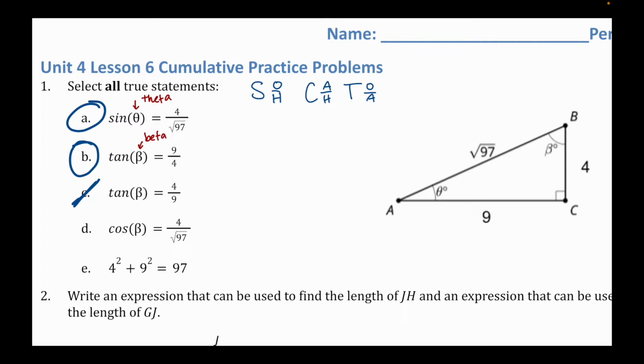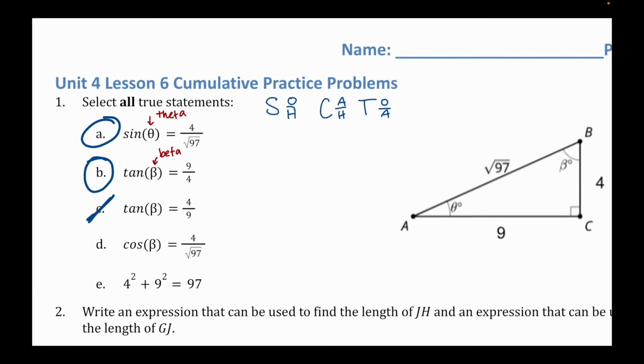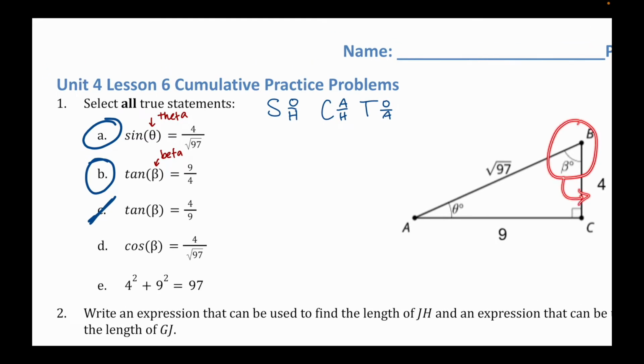So our next one is cosine of beta. So we're still over here at angle beta, well, angle B, but the measure of that is beta, number of degrees. So cosine of beta, cosine is adjacent over hypotenuse. So our adjacent from right here is 4, and square root 97 for our hypotenuse, so 4 over the square root of 97. That one works.